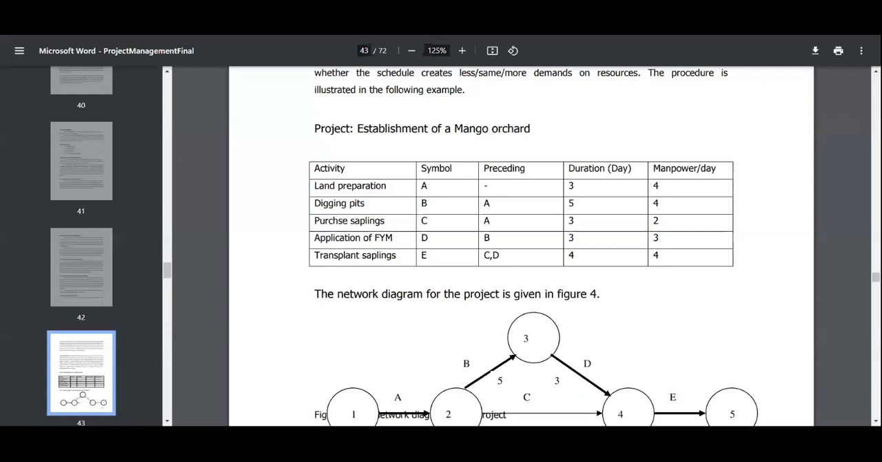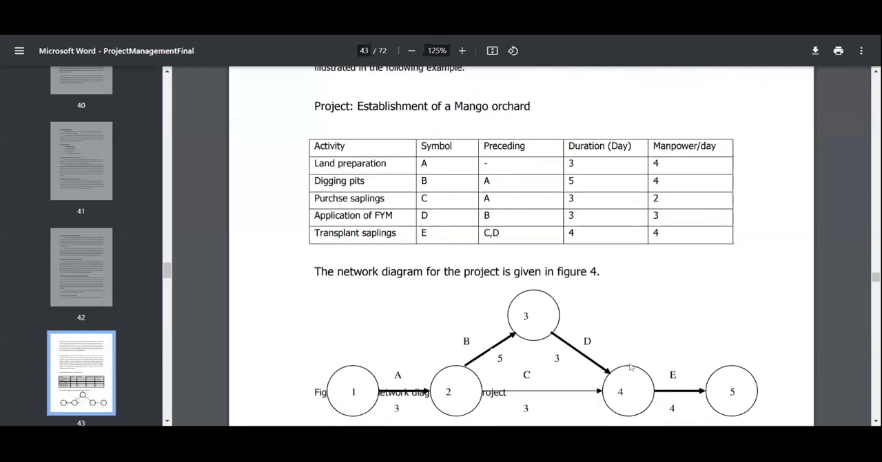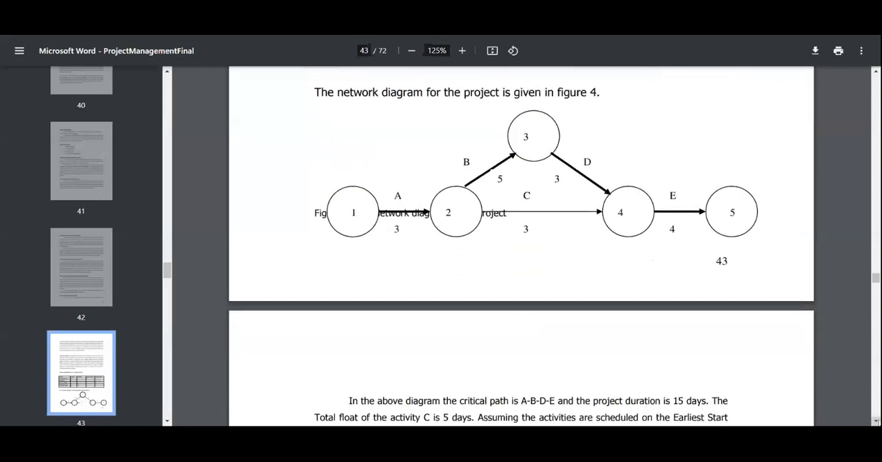So that is the thing: duration required 4 days and manpower required 4 days, right? On that chart we have prepared the diagram, and it's called the diagram of mango orchid, right? Now here we have C. The figure 1 is A.